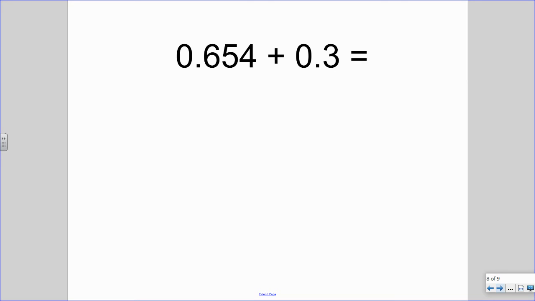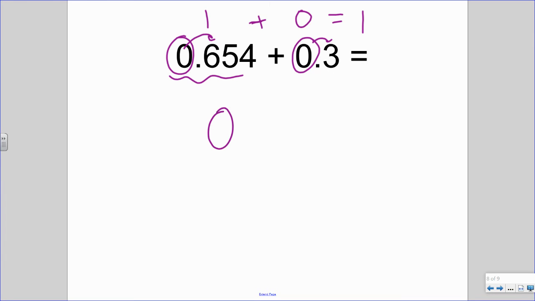Let's go ahead and do one more. Estimating to start, that is about 1, and this is not going to get a raise. It's about 0. Look how easy of a trip to the spa this is. 1 plus 0 is 1. I know my final answer should be about 1. I'm going to go ahead and start with 0 and 654 thousandths. I'm going to add 0 and 3/10.